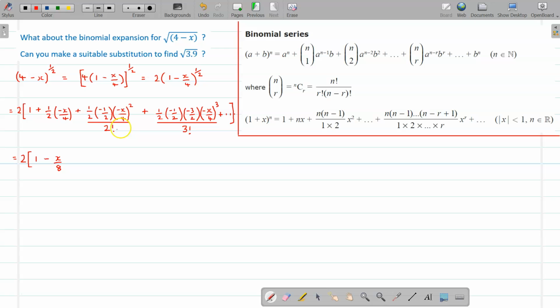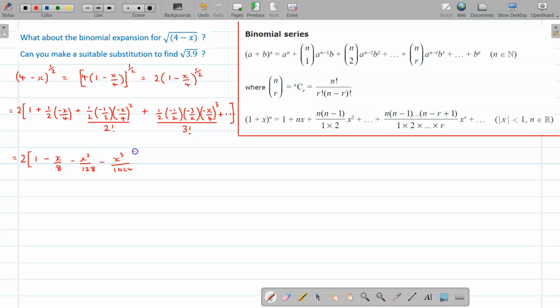Then you've got this part here to work out. Well, that will give you, in fact, x squared over 128 minus x squared over 128. Okay, and the final term would be, again, minus x cubed, and if you work all that out, it comes to over 1024.